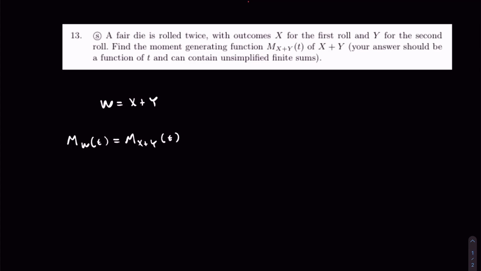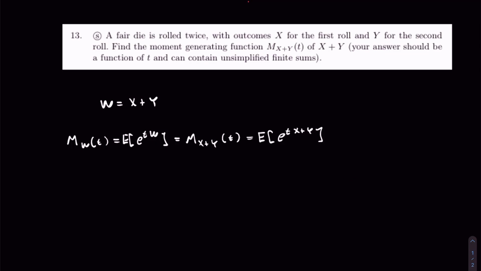If we want to see this notation, it's an unnecessary complication, but bear with me. This is then by definition the expectation of e to the w, which is the expectation of e to the t times x plus y. I mean, this is just to say.